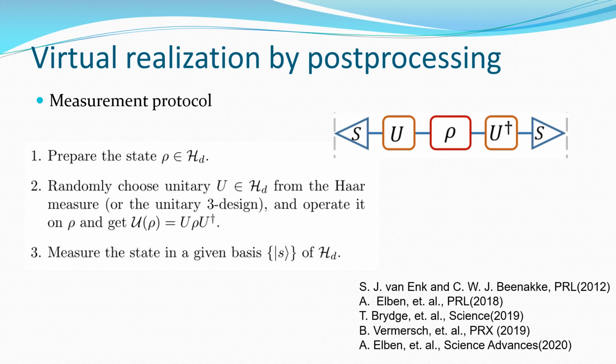So our protocol is like this. We first prepare the state rho. Then we randomly choose the unitary U from some unitary ensemble to operate on the rho, and then we measure the state in the computational basis. Then we get some probabilities conditional on the unitary U determined by the state rho.